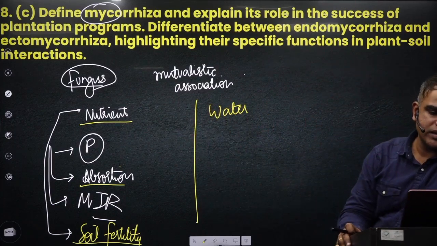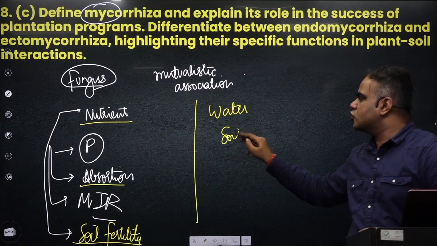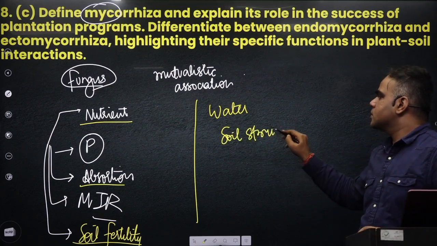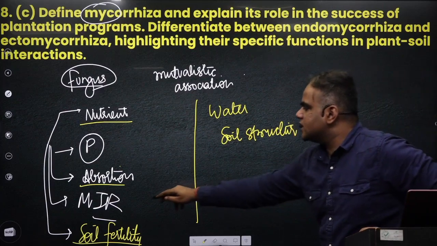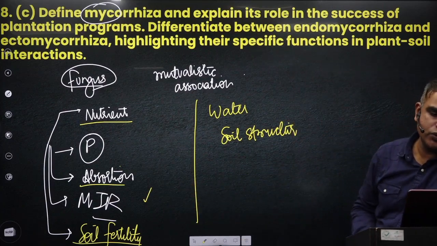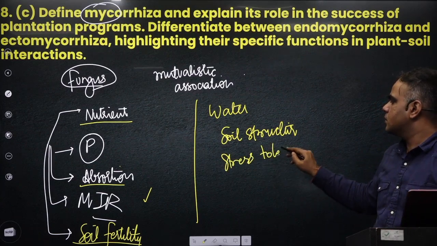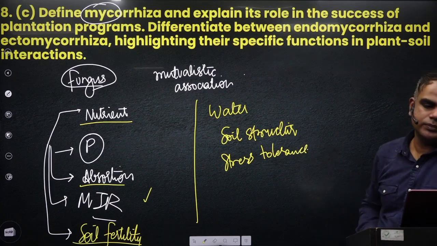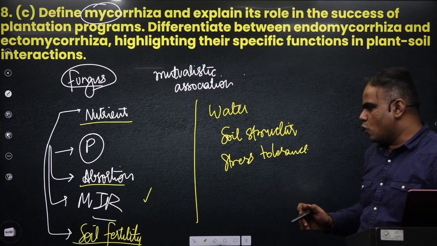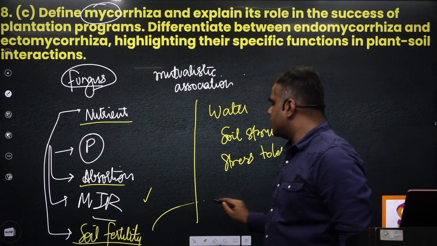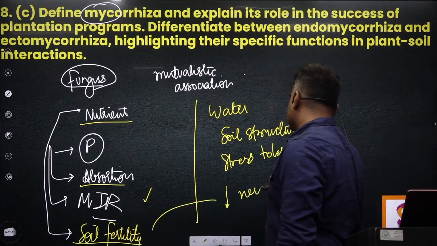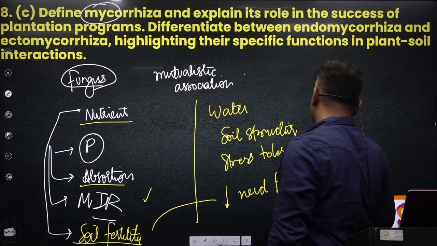Even the soil structure is improved. Resistance to disease, for example, we can say mycorrhiza induced. There is also stress tolerance that happens. And overall, because it improves soil fertility, there is a reduced need for fertilizers.